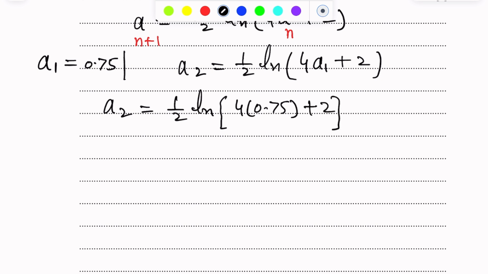After calculation, set your calculator mode on radian. We calculate it by calculator and we get 0.8047, correct to 4 decimal places. Now in the same way we will find A3.